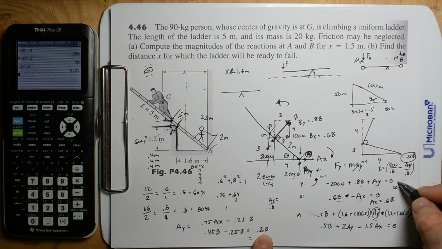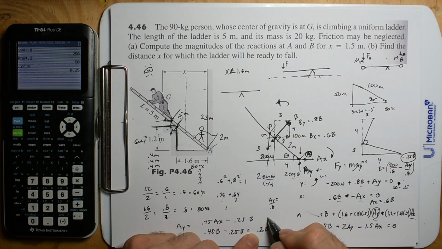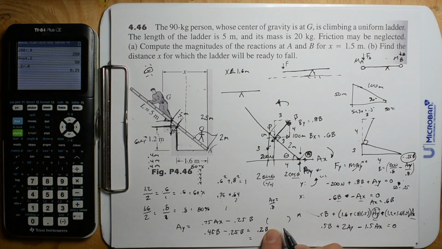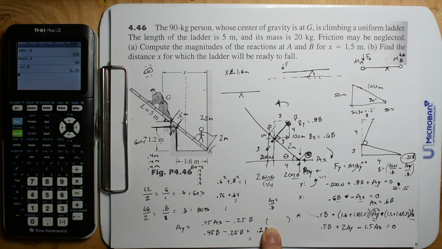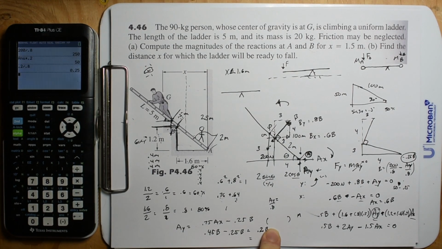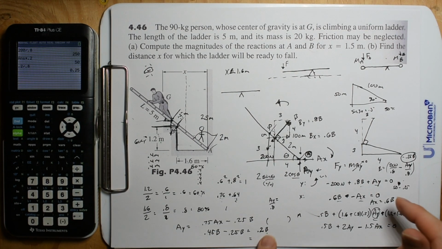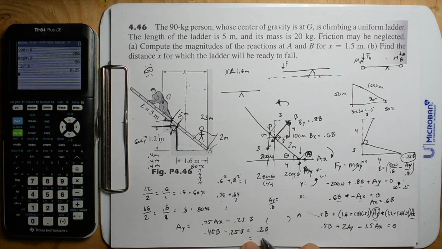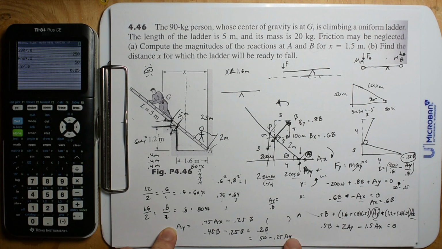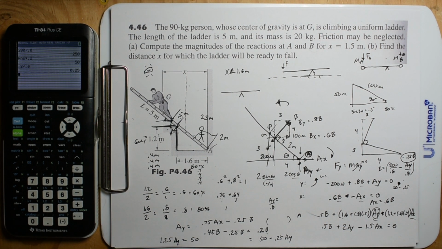Oh, my bad. No, yeah, we're foiling this in as B. So the B goes away. Holy hell. Oh, this is an awful video, but we're doing it. So we're going to have 50 minus 0.25 AY. So we have AY plus 0.25, so we're going to have 1.25 AY is equal to 50. And AY will be a positive number.